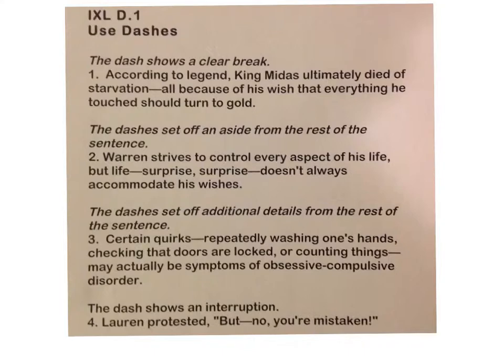Okay, so we have some examples here. The first one: a dash can show a clear break. So, according to legend, King Midas ultimately died of starvation, all because of his wish that everything he touched should turn to gold. Okay, so we have a good sentence that says, according to the legend, King Midas ultimately died of starvation. Now, there's a break right here, and we get some more information.